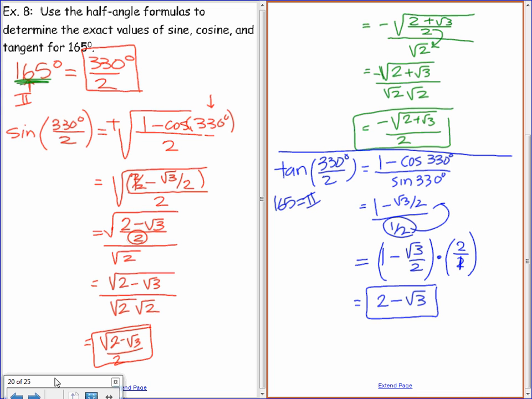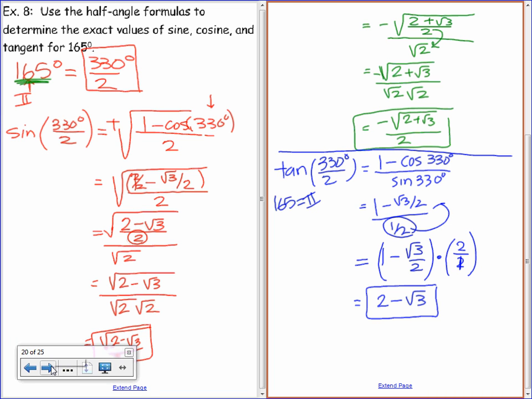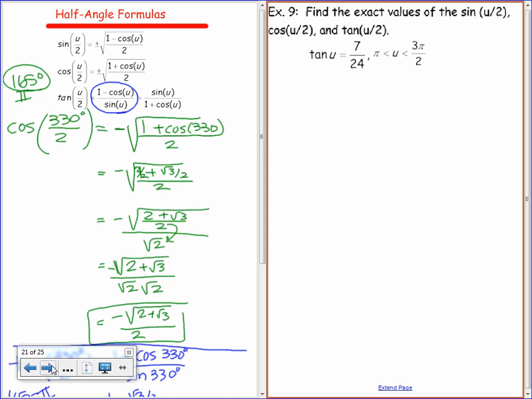Let's try another problem. And here it is. It says find the exact values for sine, cosine, and tangent of this angle. I've got to draw myself a picture here. So tangent of u is 7/24, and I'm in the third quadrant. So tangent, remember, is opposite over adjacent.